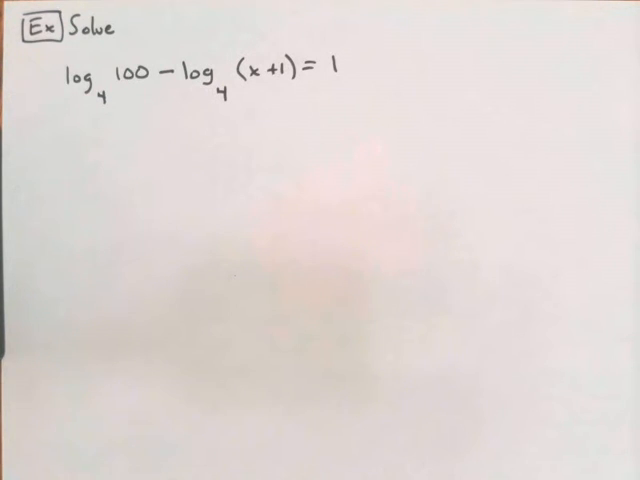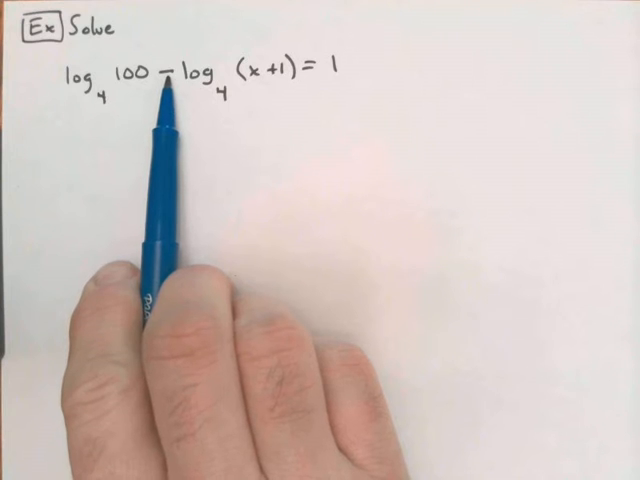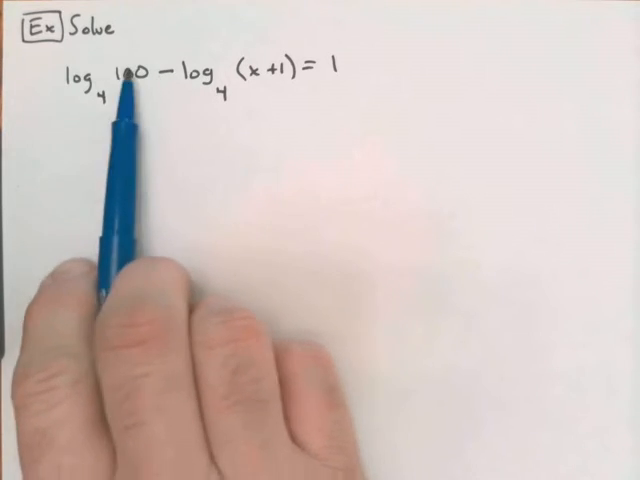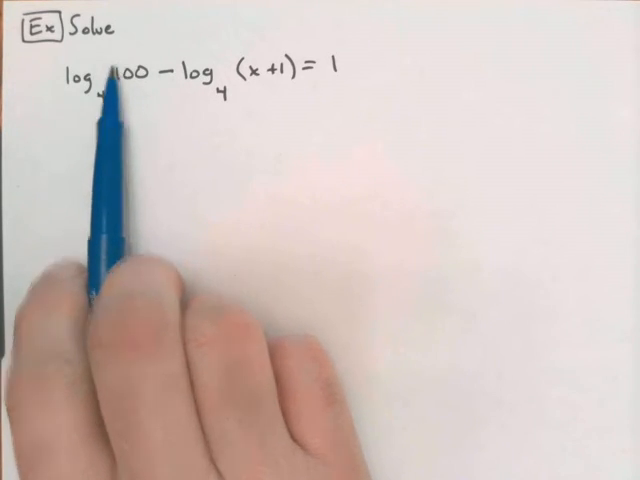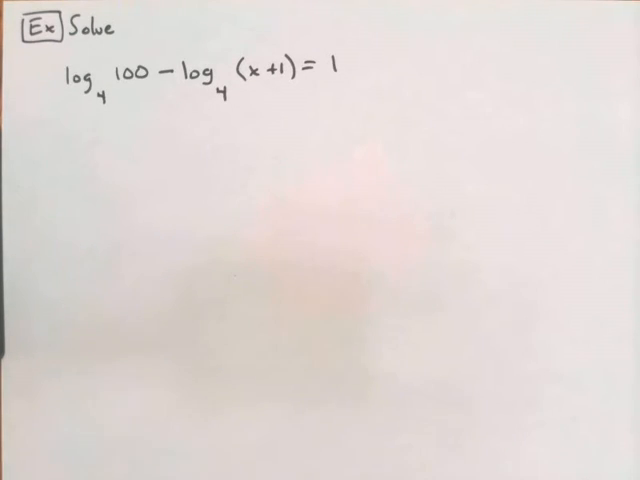Sometimes when we're solving log equations, we end up with more than one term that has a log. So if you take a look at this one, outside of the parentheses, we have subtraction here. And addition and subtraction, that's what separates terms. So outside of the parentheses, here's a subtraction. So we have a log, that's one term here, and another log, and that's another term here. So we have two logs in this problem.